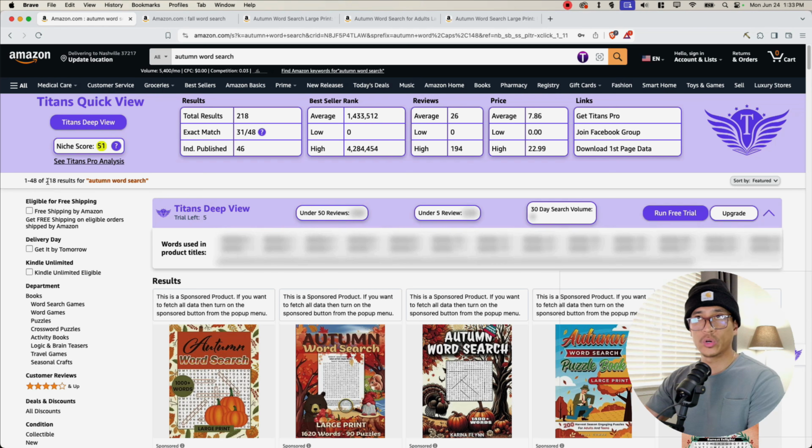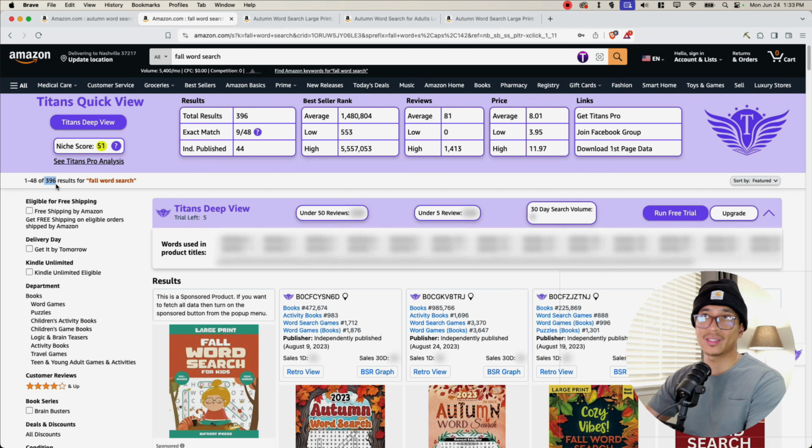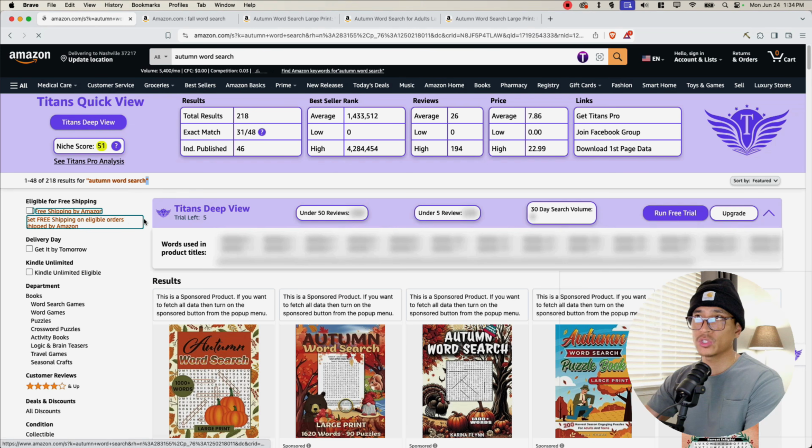So you can take advantage of the increased number of people that are going to be buying on Amazon and buying your books. So we can see for autumn word search that there's 218 search results, which is actually pretty good, meaning that there's not a lot of competition for this keyword. And likewise, you could use something like fall word search right here, which has 396 search results because the 2 terms are interchangeable. But if we go back to autumn word search, we're going to see that this has a niche score of 51 right now, which is actually pretty good because these types of books are not that popular this time of year. And so to have a niche score of above 50 is still very, very good.